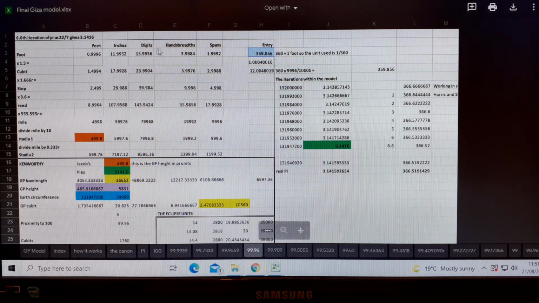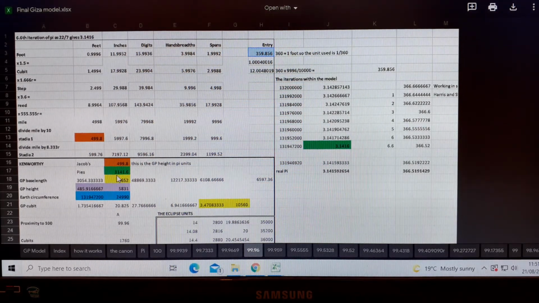And that cell calculates absolutely everything apart from this bit down on Eclipse units down there. So that cell calculates everything. These bits here, don't bother with because they're just me messing around with stuff. I do work in there all the time and cross it out and put fresh stuff in. But this is the permanent Giza model, and this entry is producing this figure here for pi of 31416. That's 1,000 units of pi.